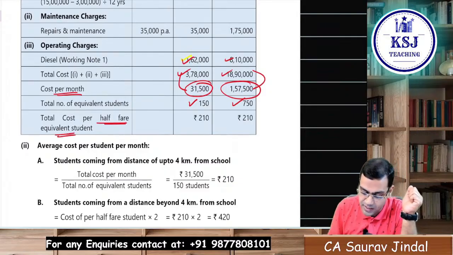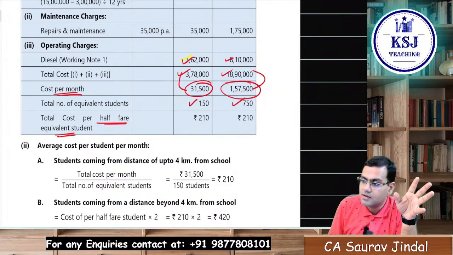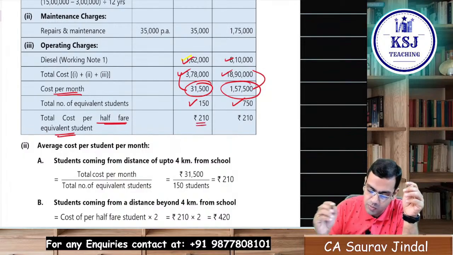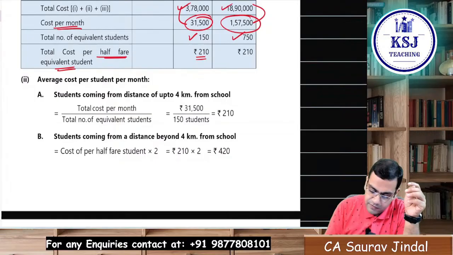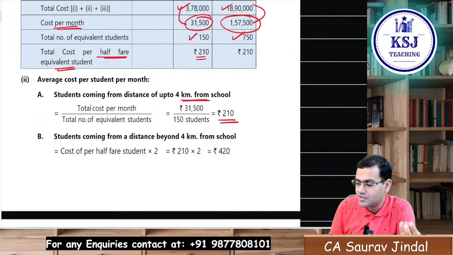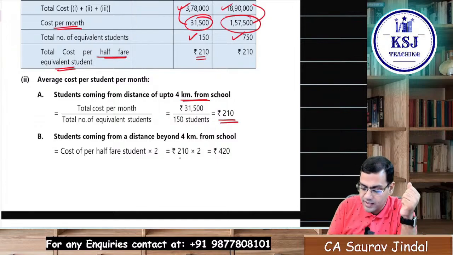Now, what you are getting is the cost per half fare student, right? Cost per half fare student is 210 rupees for 4 kilometers. Now, what will be the cost for the full fare? It will get doubled, sir. It will get doubled, right? 210 into 2, 420.